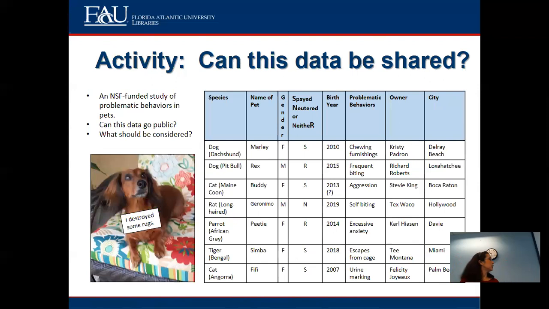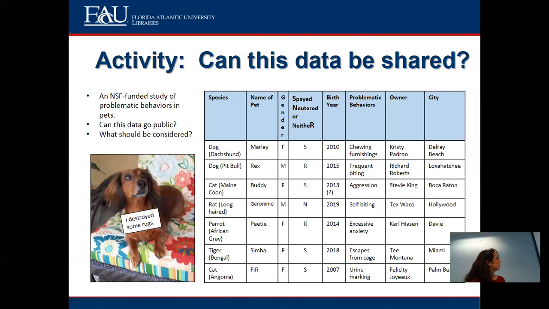To get our minds going, here's the species of different animals that are pets. Then we've got the name of the pet, their gender, if they're spayed, neutered, or neither, and when they were born, the problematic behaviors, who owns them, and where they live. Okay, so my 10-year-old dog, Marley, likes to chew furnishings, and she really did destroy some rugs. Not a nice dog in that respect. And I've had her for almost 9 years. And then you have other pets that were studied, then their problematic behaviors.